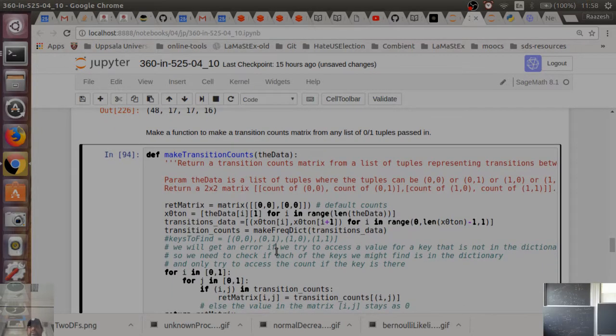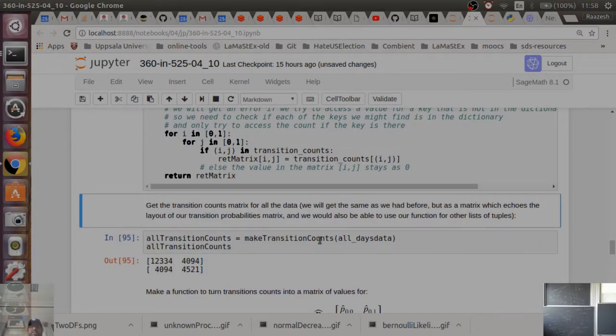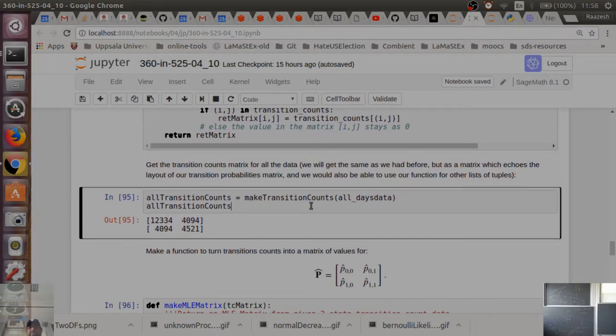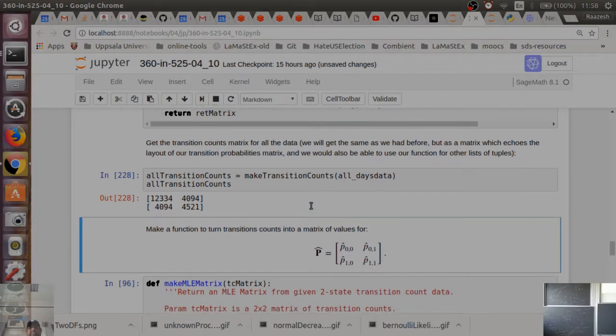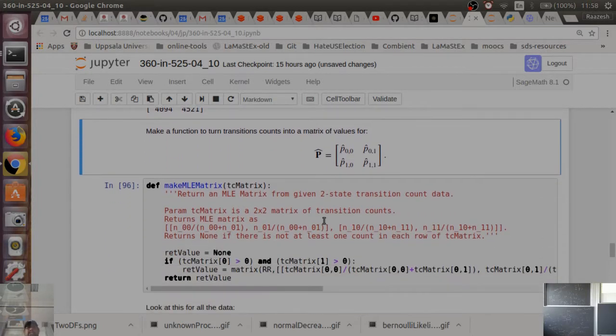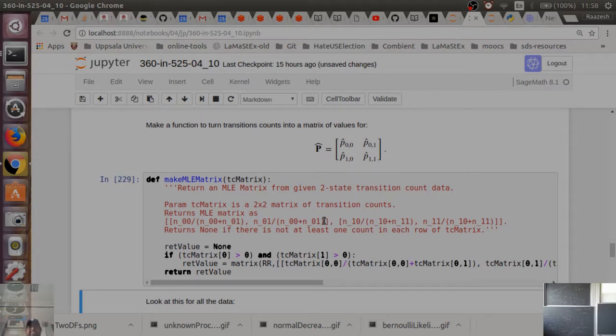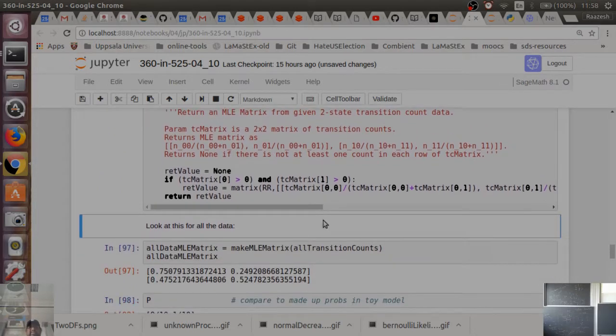Okay, so here's a function to make the transition counts. And then I can apply it to all days. And here's my transition counts between 0, 0, 0, 1, 1, 0, and 1, 1 for all of the data. So now my matrix P hat is simply the MLE matrix.